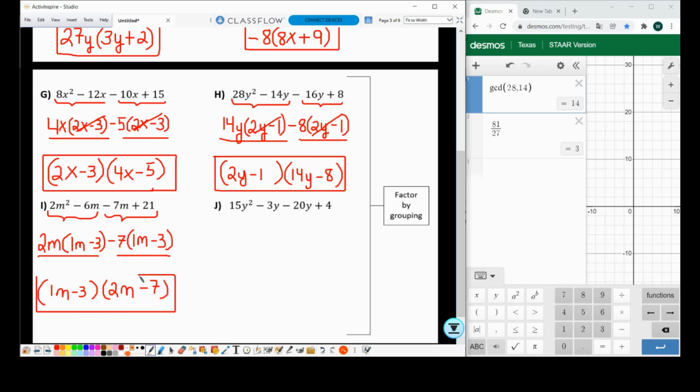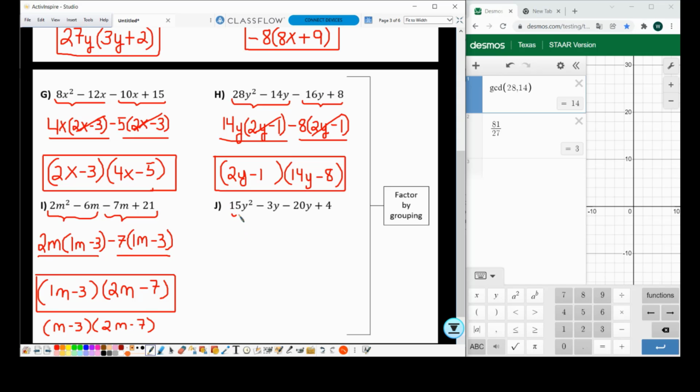Please notice, if you don't want to write that 1 in front of the m, that's okay. You could write your answer as m minus 3, open parentheses, 2m minus 7, okay? So you can write it like this as well. Okay, but if you write the 1, that's okay. That is also correct. All right, let's try the last and final example.